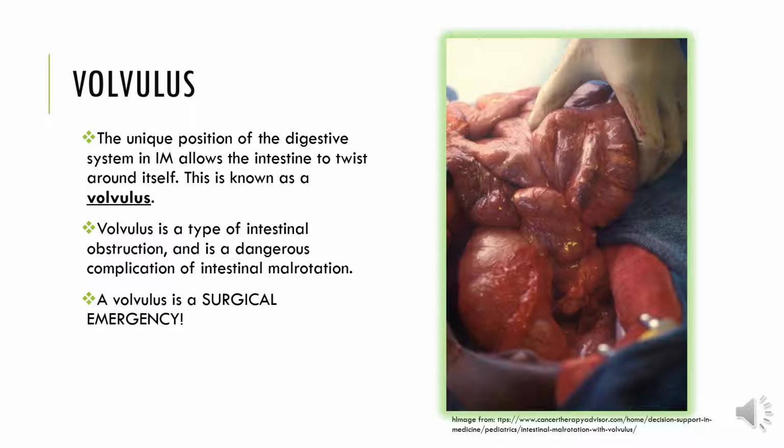The unique position of the digestive tract in intestinal malrotation allows the intestine to twist upon itself. This is known as a volvulus. A volvulus is a type of intestinal obstruction that cuts off arterial and venous blood supply to the intestine. A volvulus is a dangerous complication of intestinal malrotation. Once a volvulus has occurred, the intestine has minutes to hours before necrosis of the intestine begins. Therefore, a volvulus is a surgical emergency.